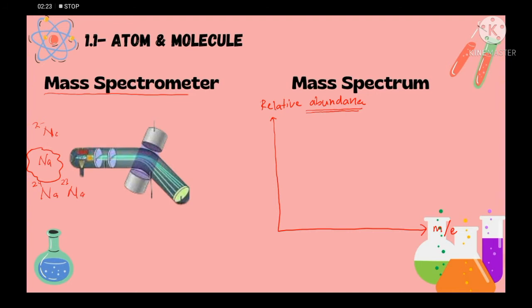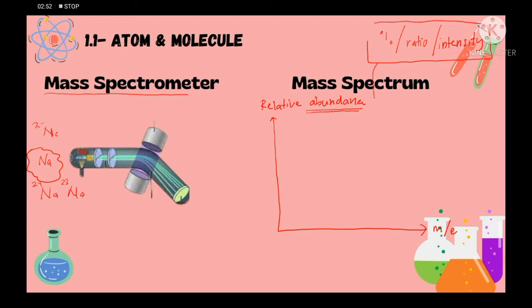Sometimes the abundance is also stated in terms of percentage. They don't write relative abundance, but they replace the y-axis with percentage. Sometimes they say ratio, and sometimes they say abundance as intensity. So all these things are referred to as relative abundance. They are the same thing.